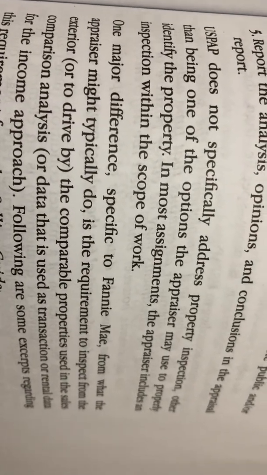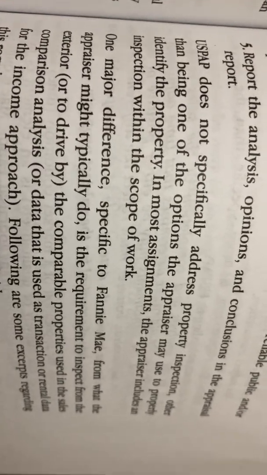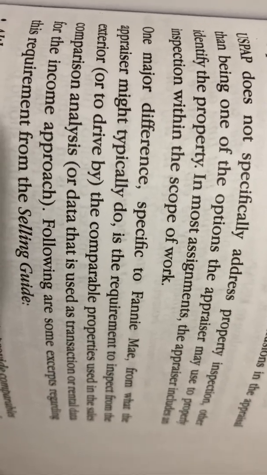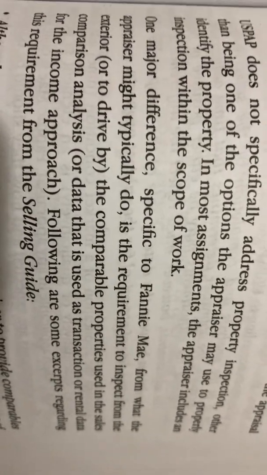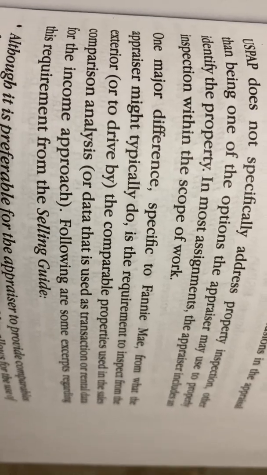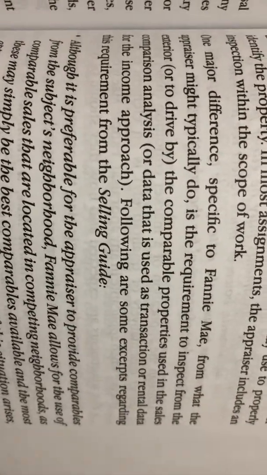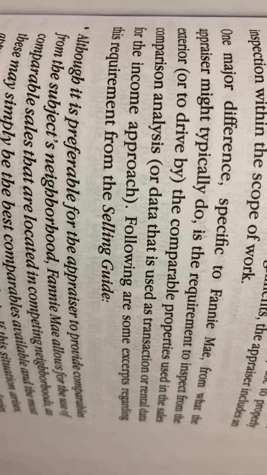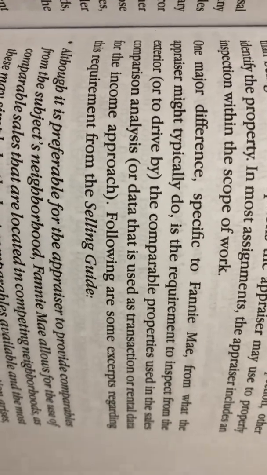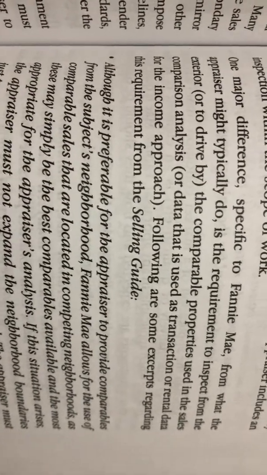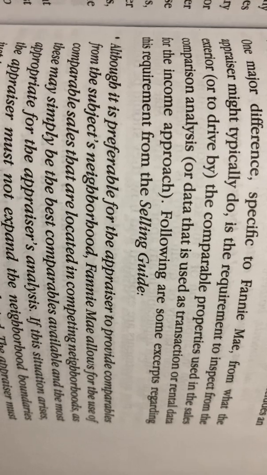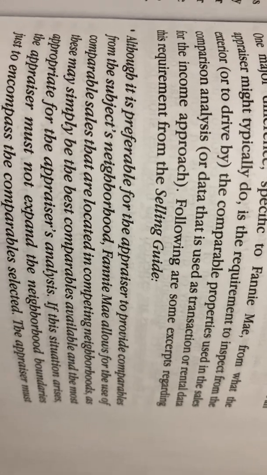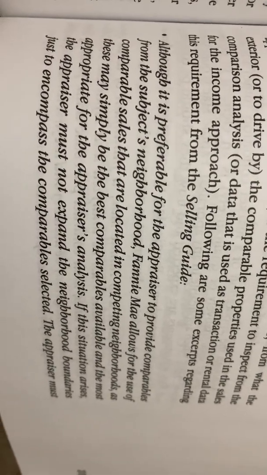USPAP does not specifically address property inspection, other than being one of the options the appraiser may use to properly identify the property. In most assignments, the appraiser includes an inspection within the scope of work. One major difference specific to Fannie Mae from what the appraiser might typically do is the requirement to inspect from the exterior or to drive by the comparable properties used in the sales comparison analysis, or data that is used as transaction or rental data for the income approach. Following are some excerpts regarding this requirement from the Selling Guide.